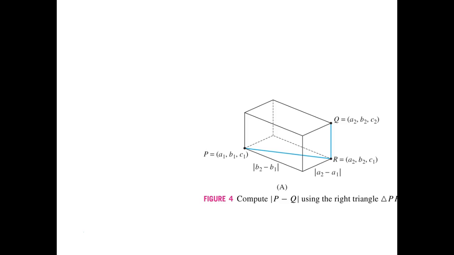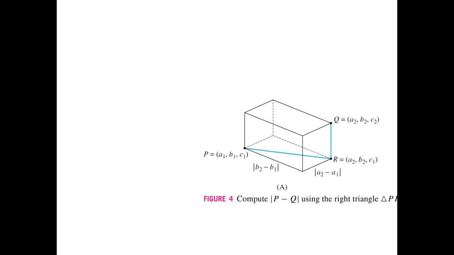In this plane, where z is equal to C1, all the z values are C1. So the length of this, since you're displacing only on the plane, the only displacement is between A1 and B1. So this would be the square root of (A2 minus A1) squared plus (B2 minus B1) squared. That would be the length of that.